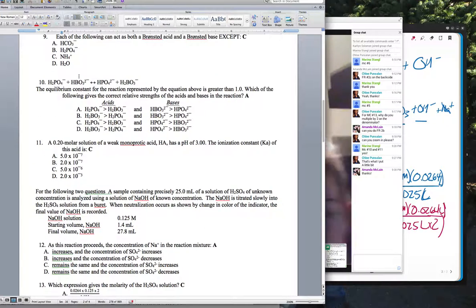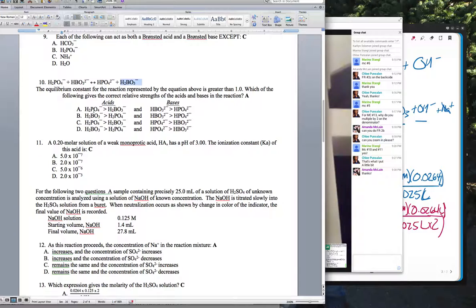It says that the equilibrium constant is greater than 1. And the equilibrium constant is determined by products over reactants. So products over reactants means that the two products are in greater concentration than our two reactants, which means it wants to shift to the right. The reaction wants to go to the right, which means that H2PO4- as an acid wants to go to HPO42-. If it wants to go to the right, that means H2BO3- doesn't want to go to the left. It wants to stay on the right, which means that H2PO4- is going to be stronger than H2BO3-.